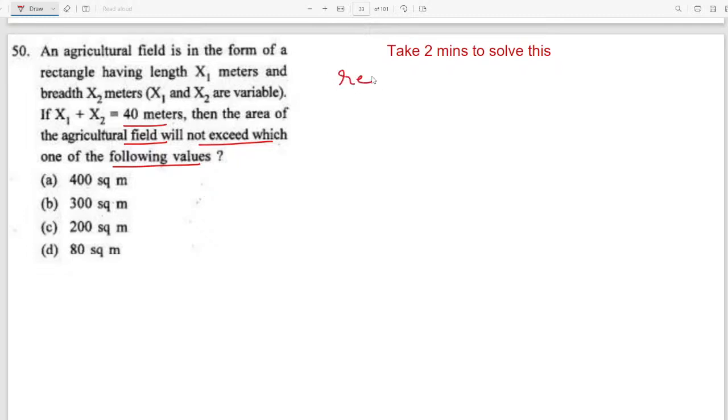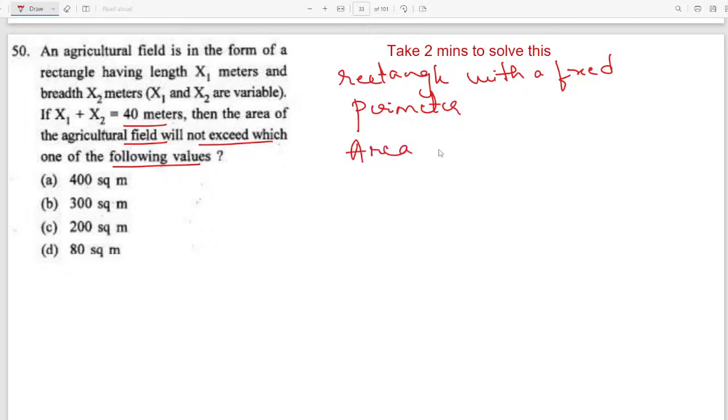I think yesterday we had covered a concept saying that if they have given a rectangle with a fixed perimeter, the area would be maximum when that rectangle is a square. So only when the rectangle is a square, the area will be maximum.